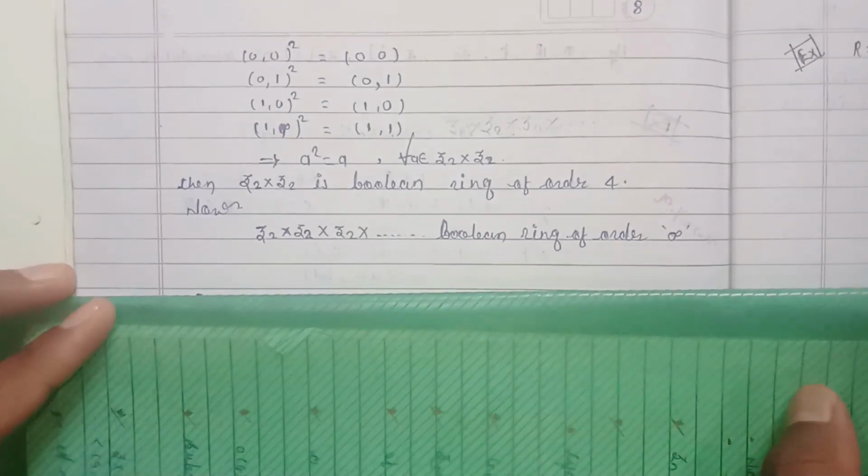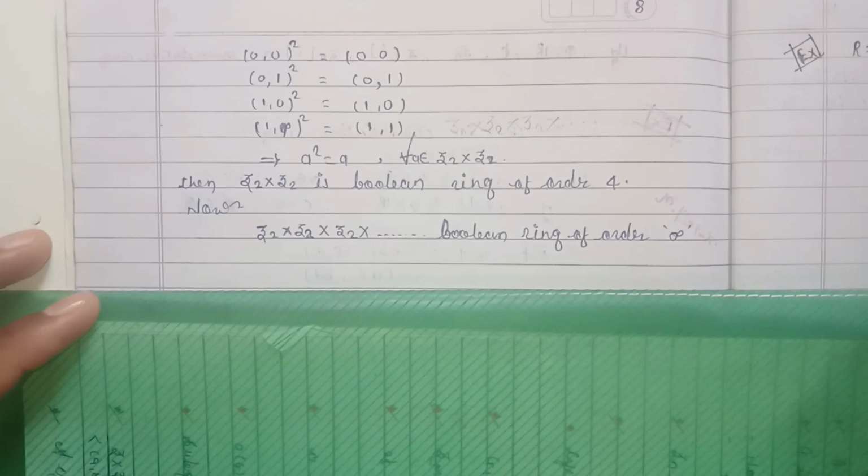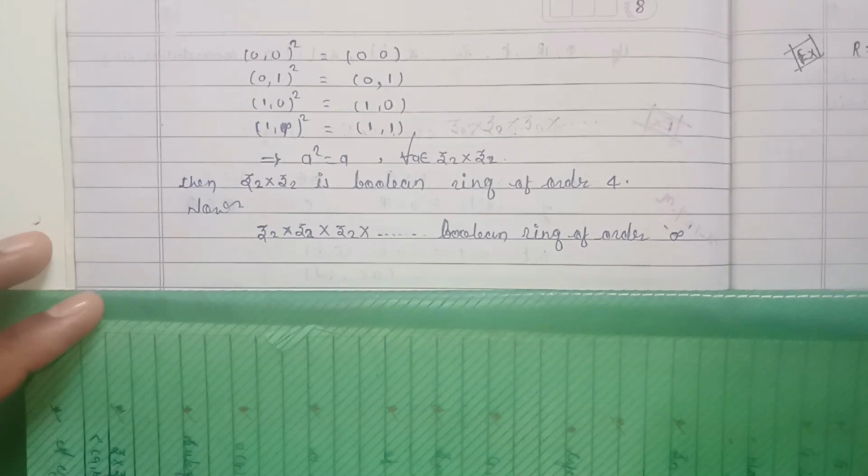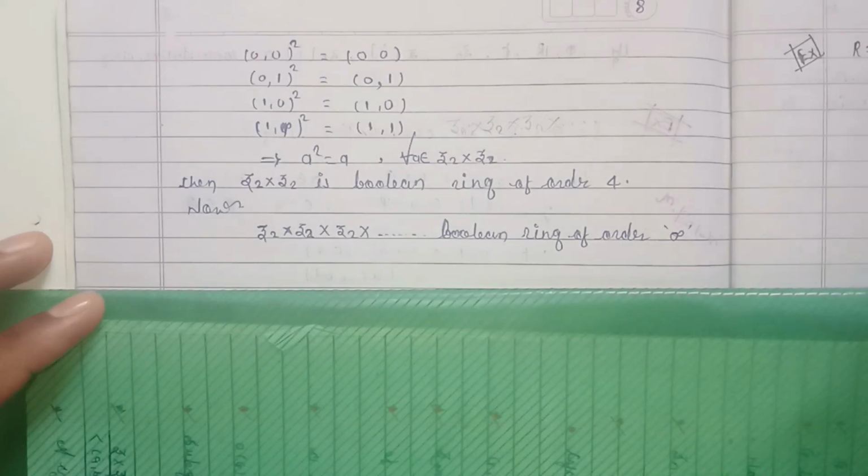Okay, so that's it for today's lecture. I just wanted to explain the Boolean ring and commutative ring. These are basic definitions from ring theory, but they are very important for solving different types of examples from NET, SET, GATE.